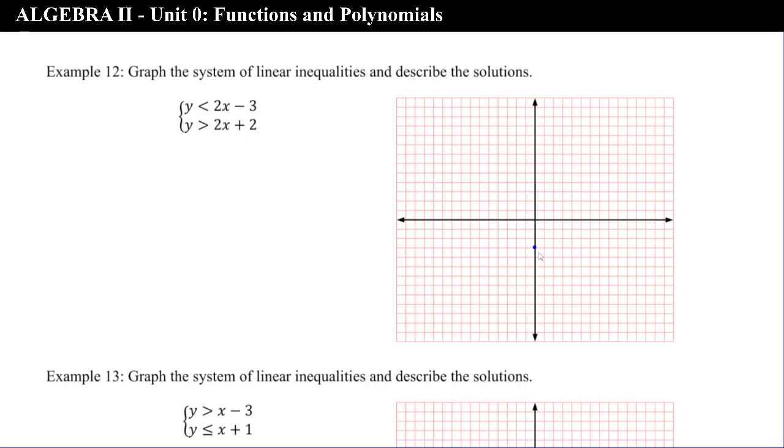Then we are going to do our slope. Well, our slope is 2. So that means our rise is 2, our run is 1. Up 2 over 1, up 2 over 1. And we're going to plot that all the way through, and then plot our line that goes with it. So this is what it's going to look like.